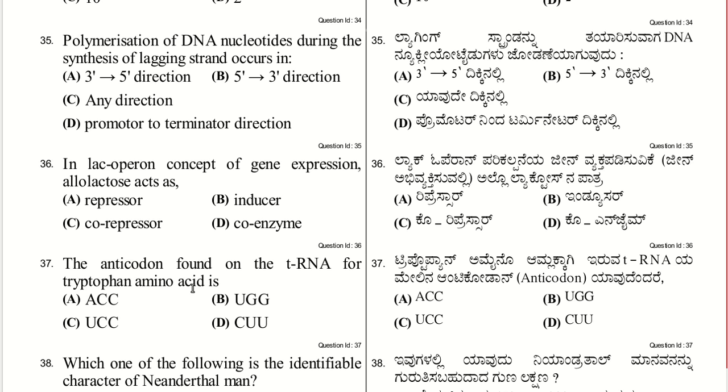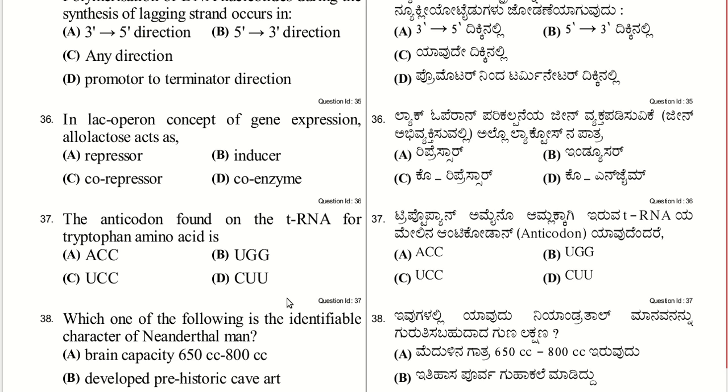37th, the anticodon found on the tRNA for tryptophan amino acid is ACC. It is not the codon. The codon is UGG. So ACC is the anticodon. Which one of the following is the identifiable character of Neanderthal man?